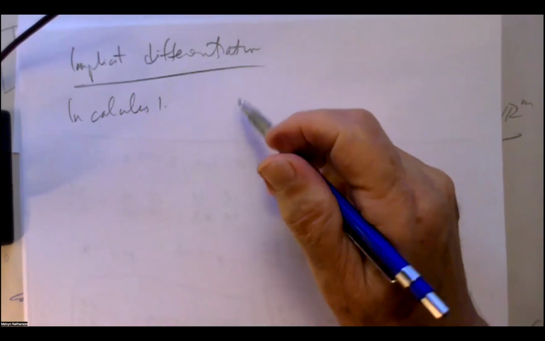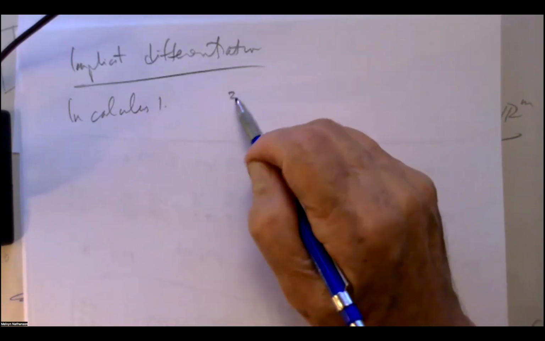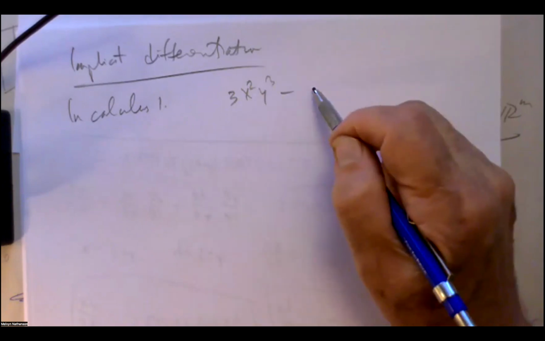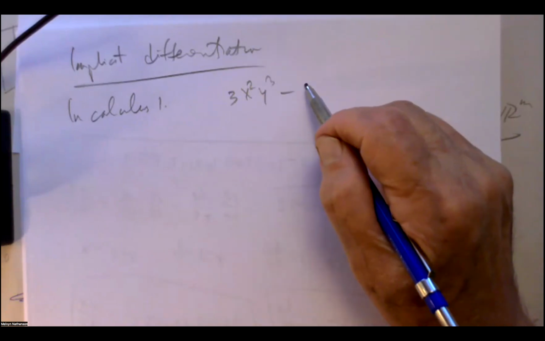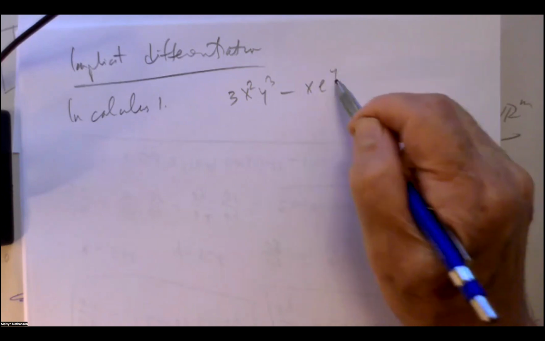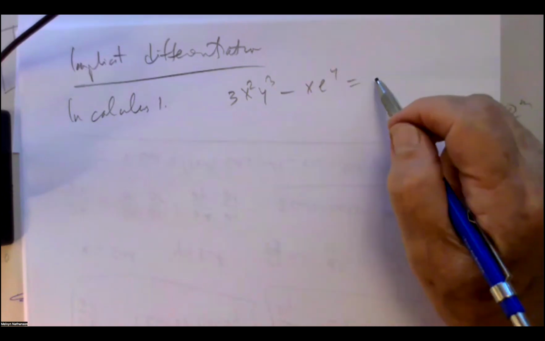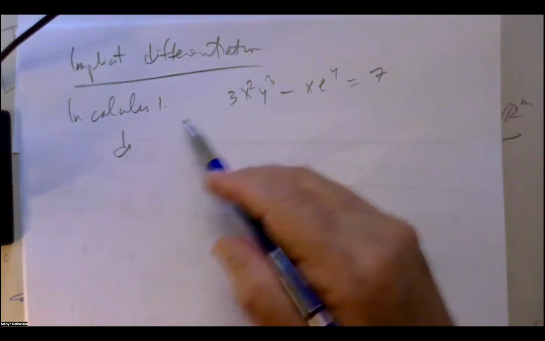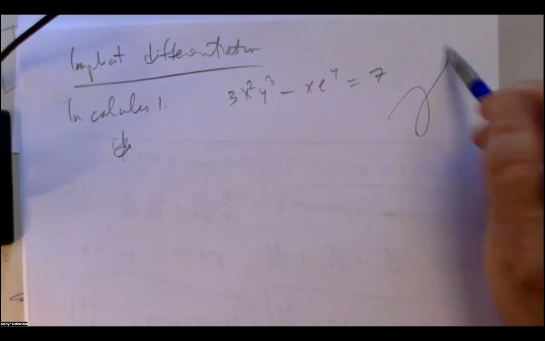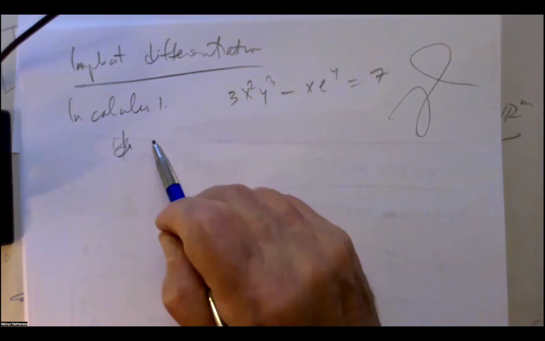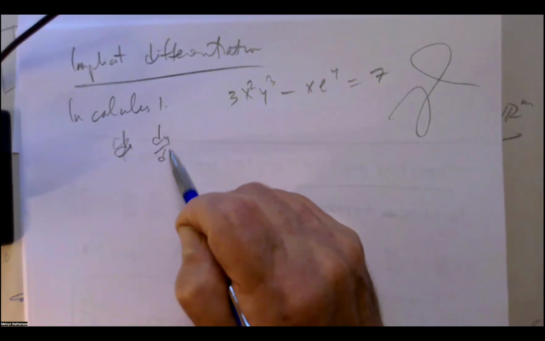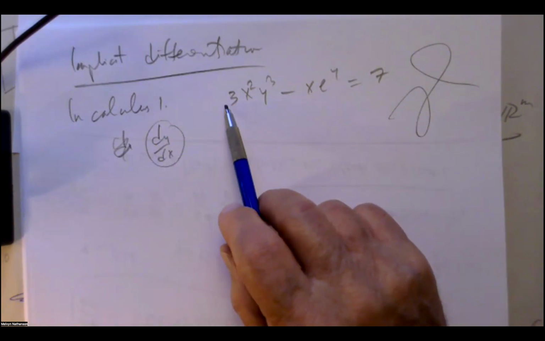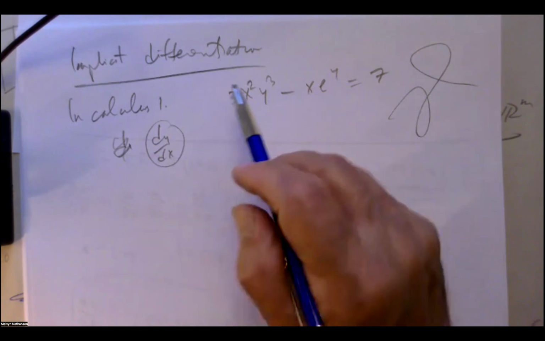You had some function y, which might have been defined implicitly by some equation, 3x squared y cubed minus x e to the y equals 7. And you want to find, so this is some curve. The set of points that satisfy this is some complicated curve in the plane, and you want to find dy dx. So you would take the derivative of everything with respect to x.